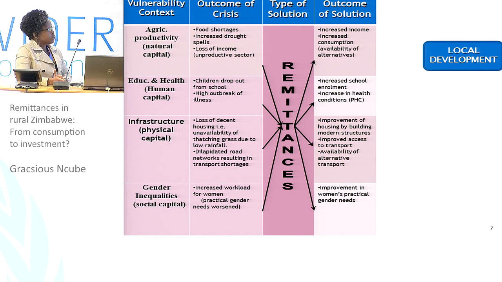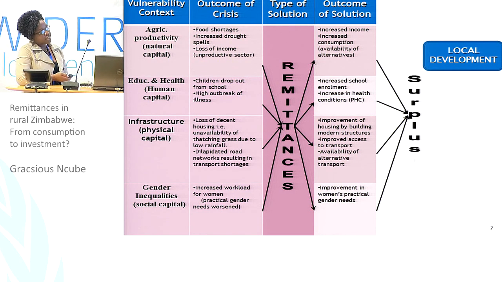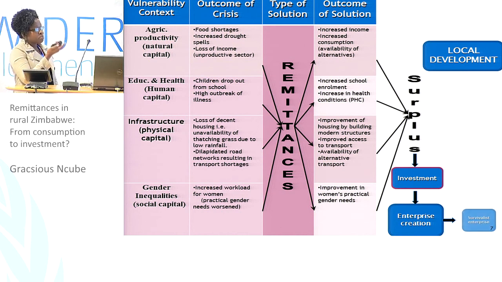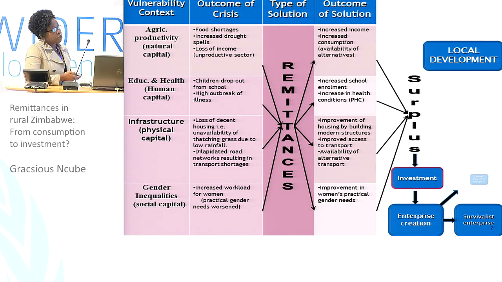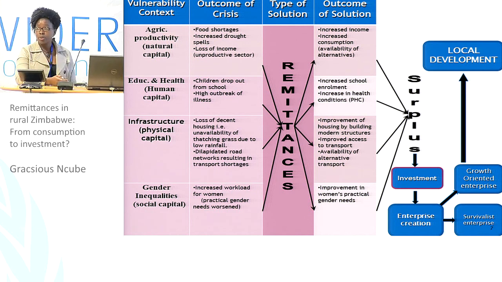In infrastructure, which is physical capital development, there will be improvement of housing by building modern structures, and improved access to transport, with availability of alternative transport. On gender inequalities, there will be improvement in women's practical gender needs. After remittances have been used and produce those solutions, we hope there will be surplus from these remittances, and the surplus could result in investment. This investment would be in enterprise creation, either survivalist enterprises or growth-oriented enterprises. And if they are growth-oriented enterprises, then there will be a result in local development.